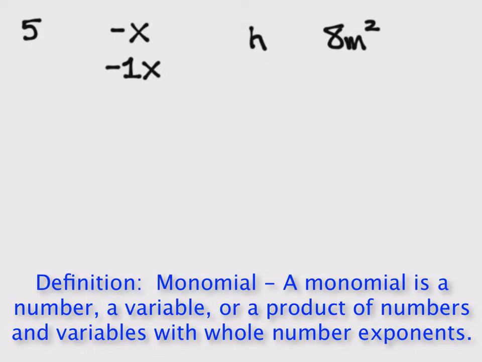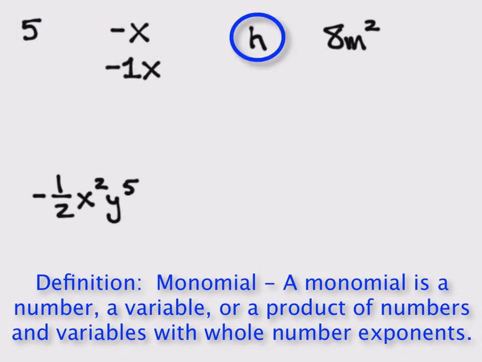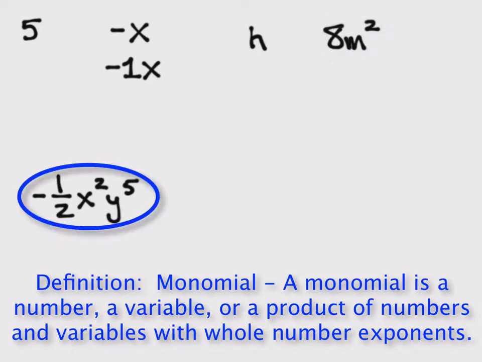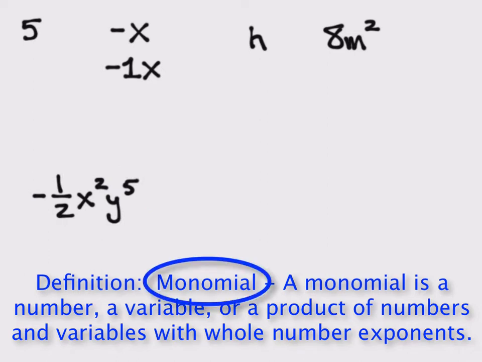We can even get more complicated, like negative 1/2 x squared y to the 5th. This is also a monomial, since it's just the simple product of a number and variables, each of which have whole number exponents. And the long and short of it is, when we have variables, they all represent some number. And so each of these monomials also represents some number. 5 is obviously 5, and negative x, that'll be a number. H, that'll be a number. 8m squared, that'll be some number. And negative 1/2 x squared y to the 5th, that's also going to be some number. So when I think of monomial, I think of one number.